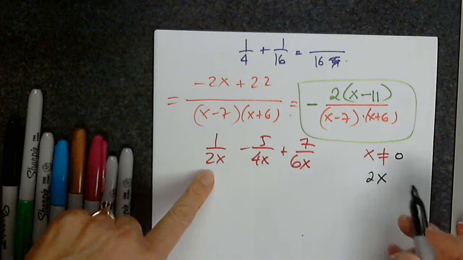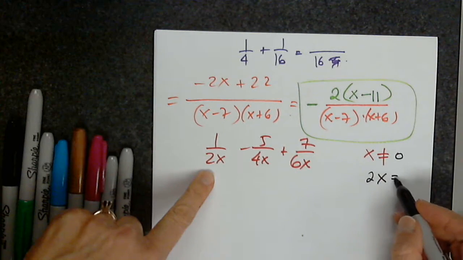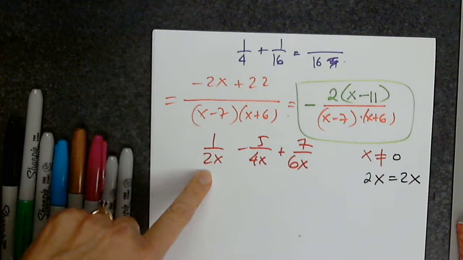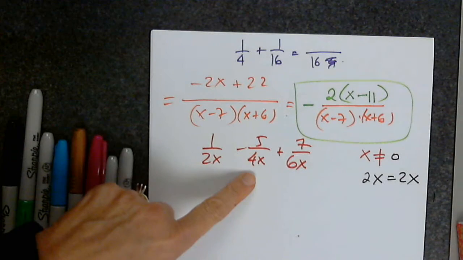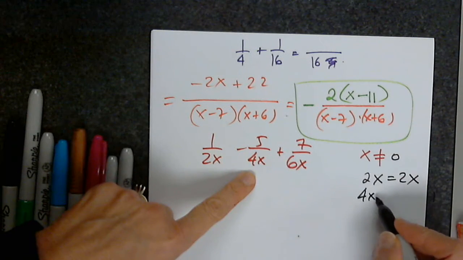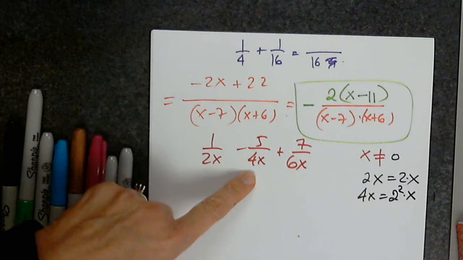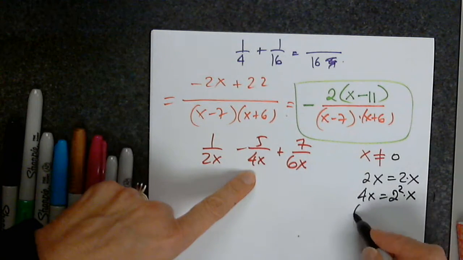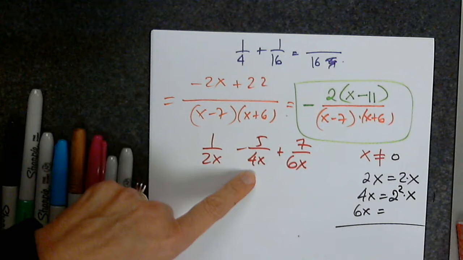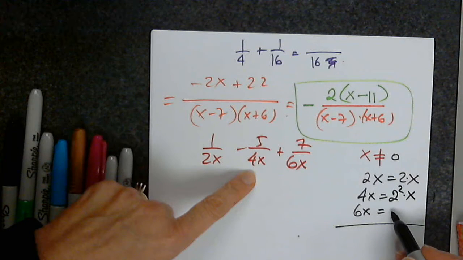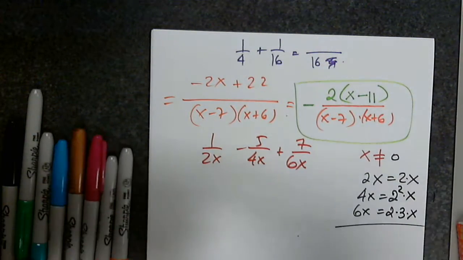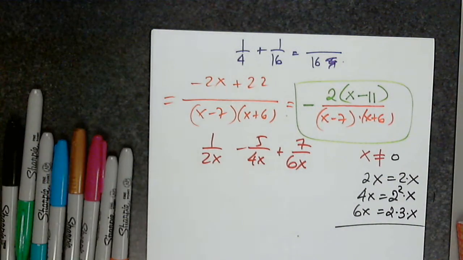2x is already in factored form. There is nothing I can do to present it simpler than that. 4x, however, will be 2 squared times x in prime factors. And how will I write 6x? 2 times 3 times x. 6 is 2 times 3 times x.